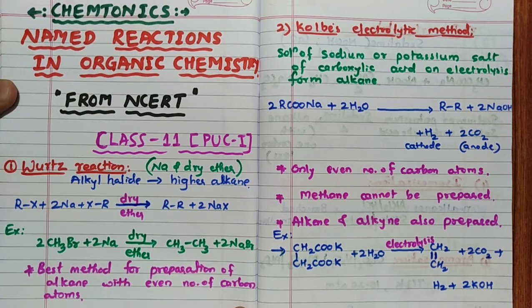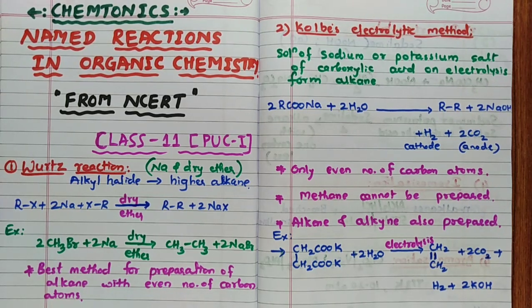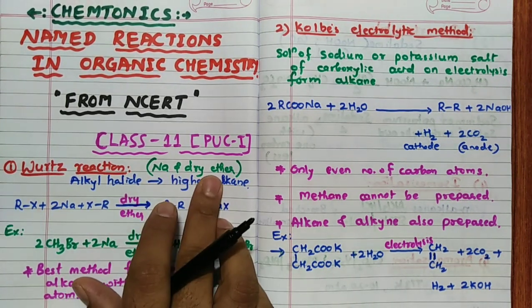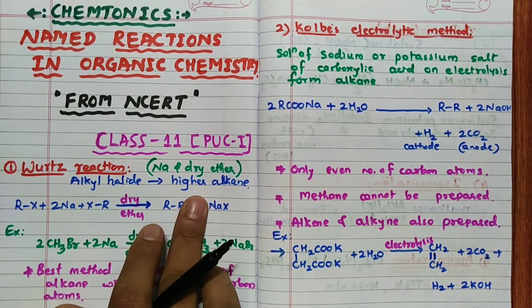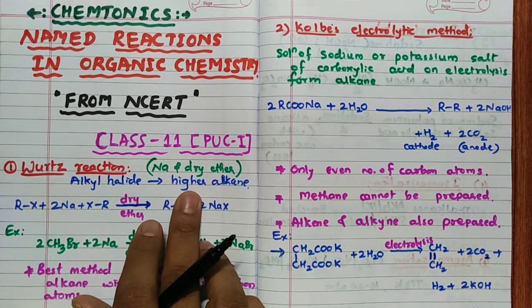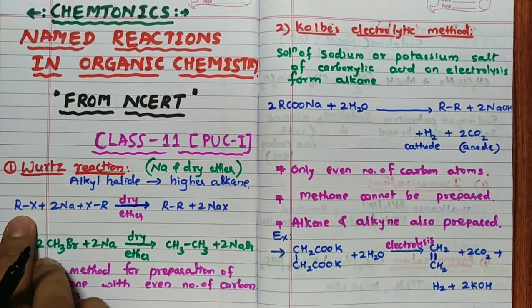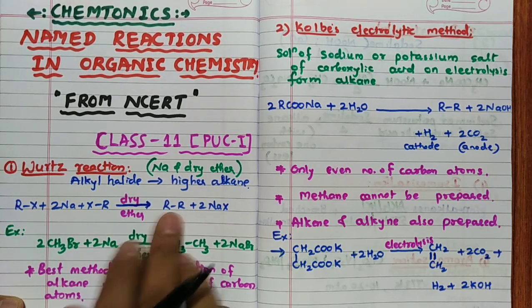Yes, first one, Wurtz reaction. What you have to remember? Wurtz reaction means you have to remember in your mind, sodium in dry ether, alkyl halide converted into higher alkane. Very simple. For example, RX plus 2Na plus RX, in dry ether, forms R-R.